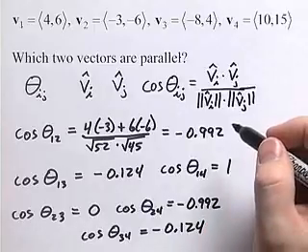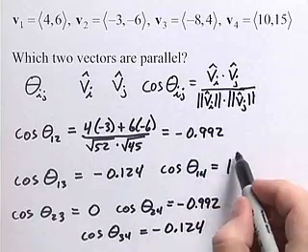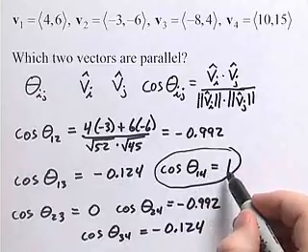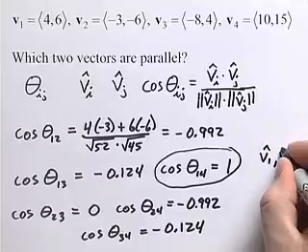Now, two vectors are parallel if the cosine of the angle between them is equal to 1. When we look at our resulting cosines, we see that the cosine of theta for vectors 1 and 4 is equal to 1, and so vectors 1 and 4 are parallel.